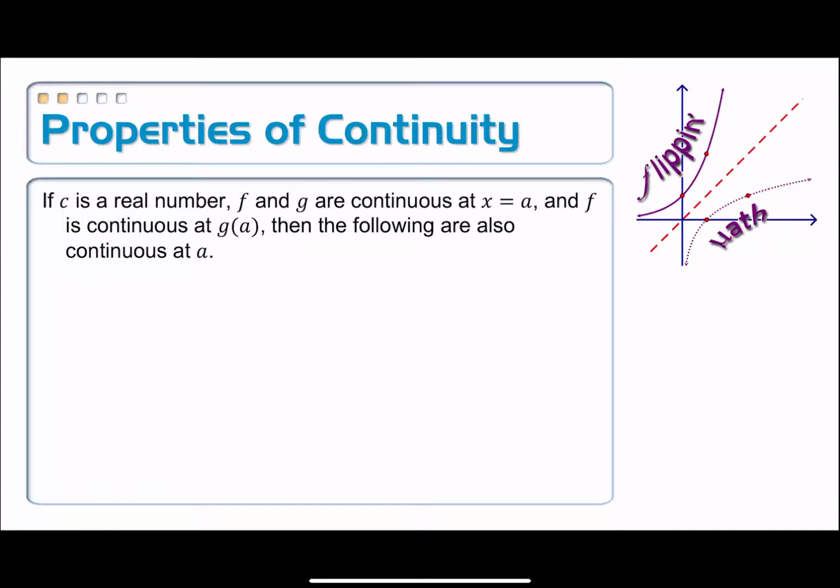So let's take a look at some properties of continuity. We have a couple of continuous functions at a particular point, and c being a real number. If c is a real number and f and g are both continuous at x equals a, and then we have this extra statement here, f is continuous at g of a, that's going to be because of a composition that we're going to do in a minute. Then the following are also continuous at a.